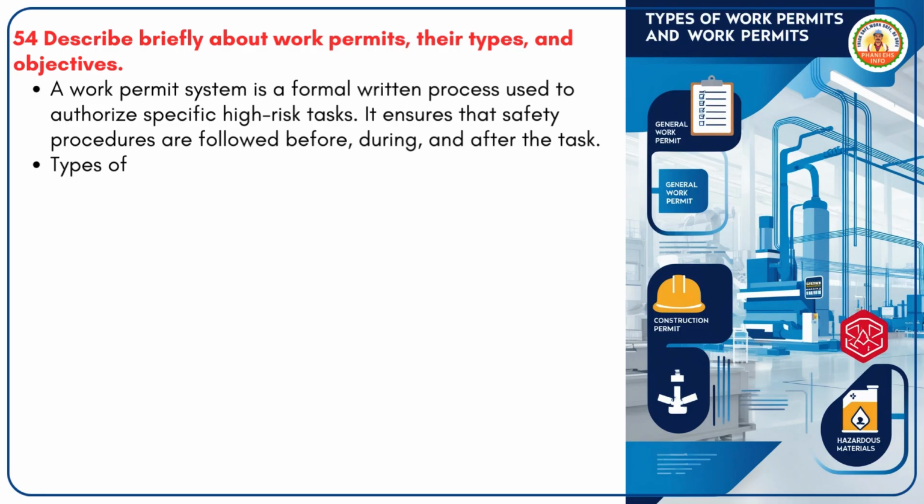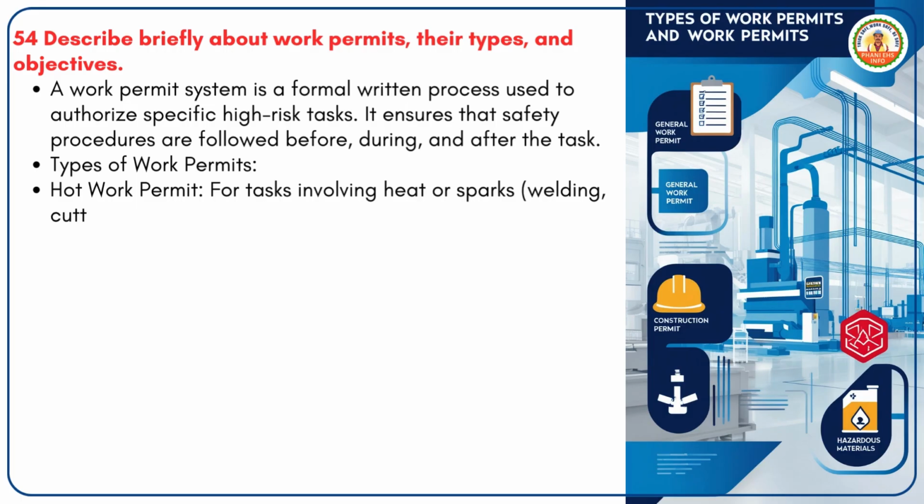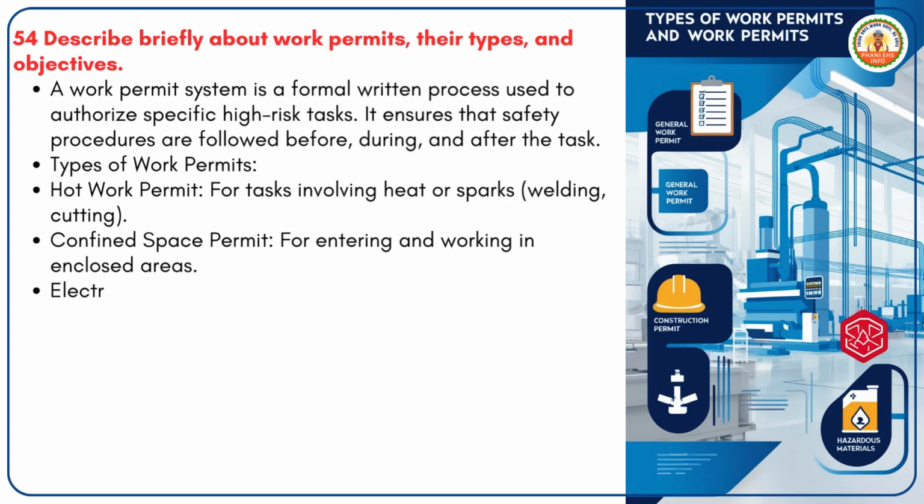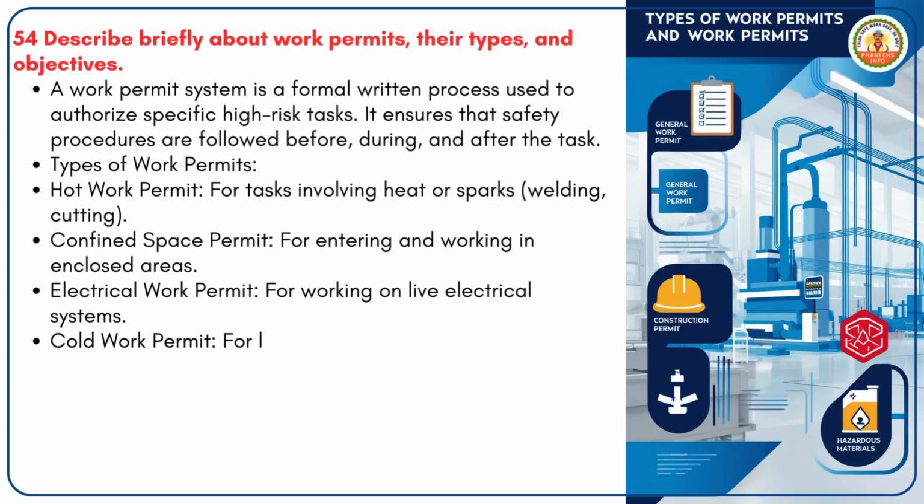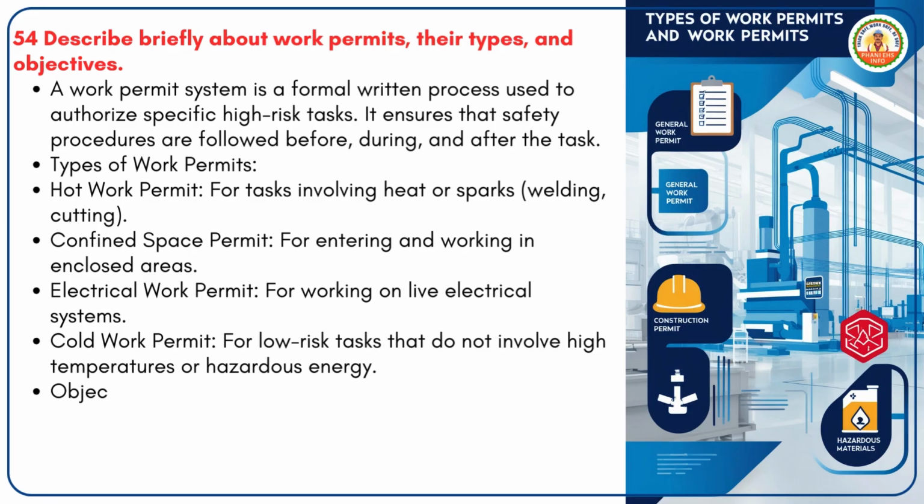Types of work permits. Hot work permit for tasks involving heat or sparks, welding, cutting. Confined space permit for entering and working in enclosed areas. Electrical work permit for working on live electrical systems. Cold work permit for low-risk tasks that do not involve high temperatures or hazardous energy.